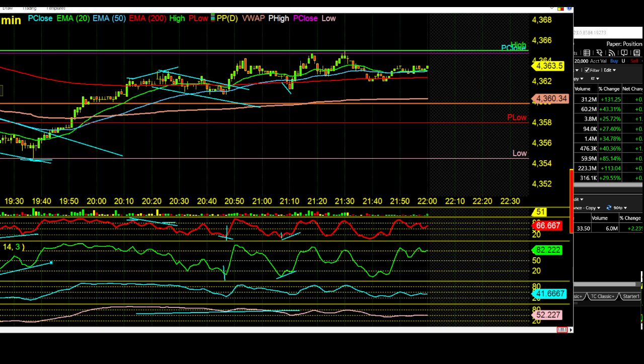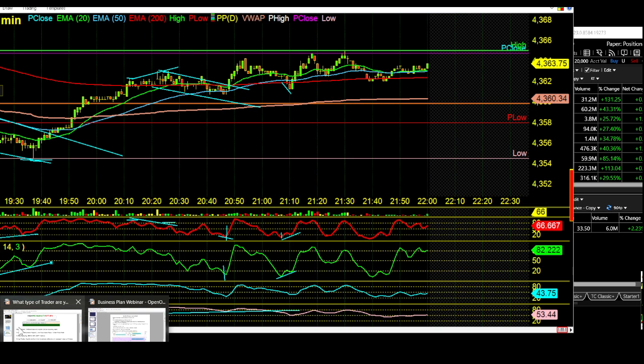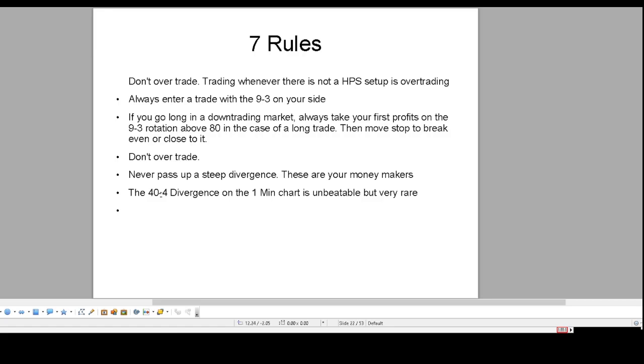The markets here, let's just finish off on our rules here. Now, I mentioned the... never pass up a steep divergence. These are your money-making trades. That's very important, the angles.